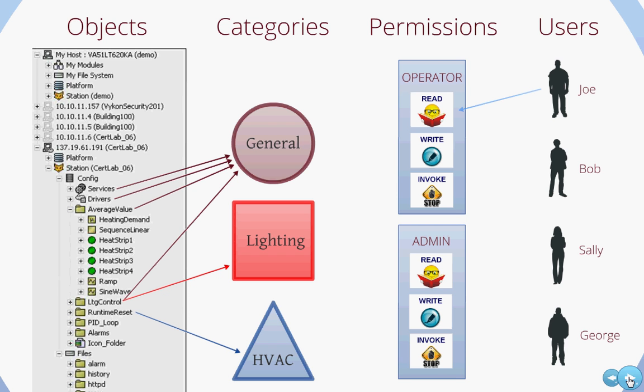So Joe in this example is just an operator who only has read access. He can look at the system, but he can't make any changes to it. As an operator with access to the general category, he can see all those objects over here that have an O flag in their flags properties and are part of the general category. The operator has access to lighting and HVAC in our example here.